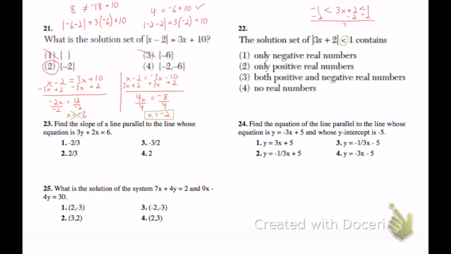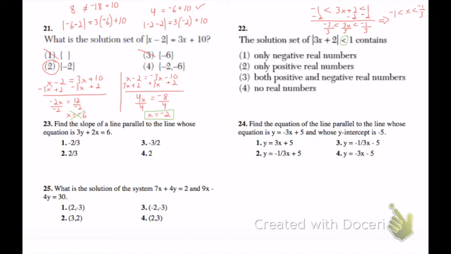And we get that 3x is between -1 and -3. When we divide by 3, divide by 3, divide by 3, I'll write the finished product over here. We see that x is between -1 and -1/3, like so. All right, so when we look at our choices, the solution set contains only negative real numbers?